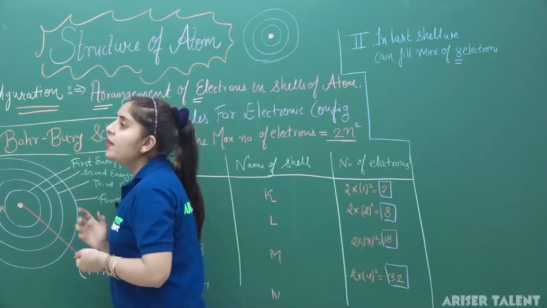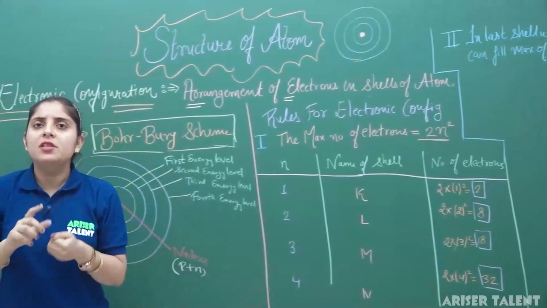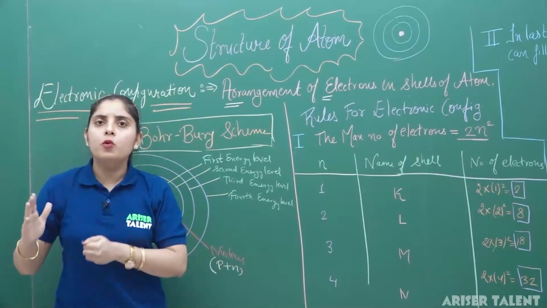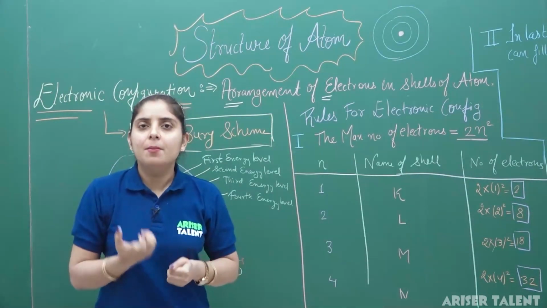So, if an atom has 8 electrons in the outermost shell, we can say that it has completed its full quota and its octet is complete.